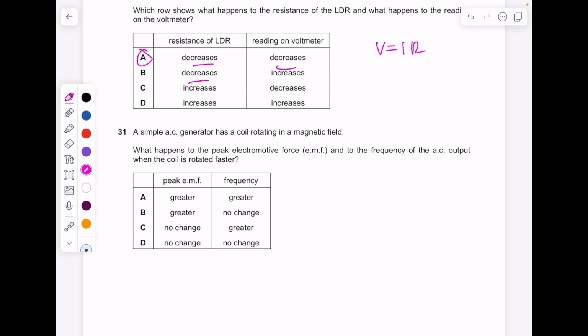A simple AC generator has a coil rotating in a magnetic field. What happens to the peak electromotive force, EMF, and to the frequency of the alternating current output when the coil is rotated faster? Because the coils are going to be cutting the magnetic field lines faster, it means you'll have a greater peak EMF. And remember, frequency refers to the number per second, so therefore that will also be greater.